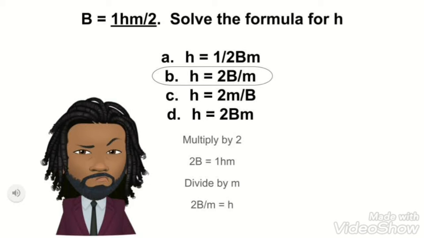You don't need a 1 in front of either one. I'm going to show you. So we'll divide by the M. 2B divided by M equals H. Like, you don't need that 1. That 1 is nothing. 2B divided by M equals H.